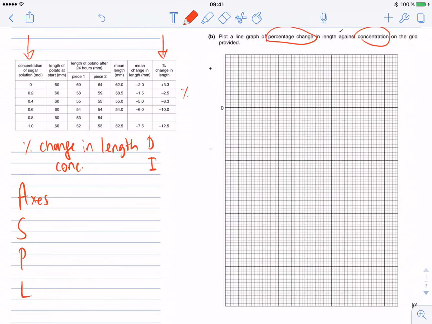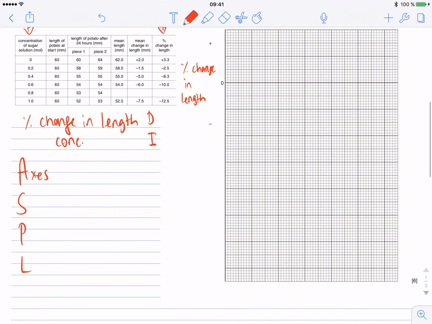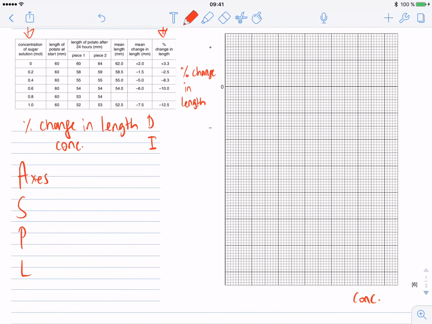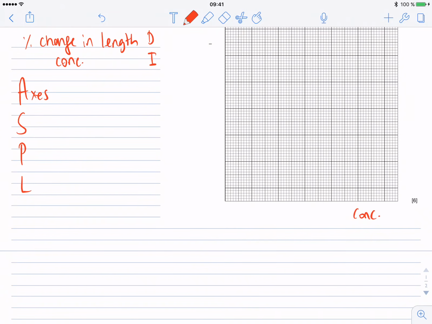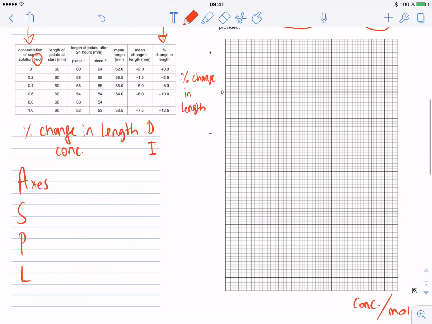So percentage change in length goes to the y-axis. Right? Let me just scroll a little bit down. And concentration goes into the x-axis. Is that complete? Now, we also need units if possible. Is there any unit for percentage change? No, it's just percentage change. So there's no unit there. For concentration, yes. Check out the table. It's in moles. Concentration would be in mole. So we completed the first step, the axis.